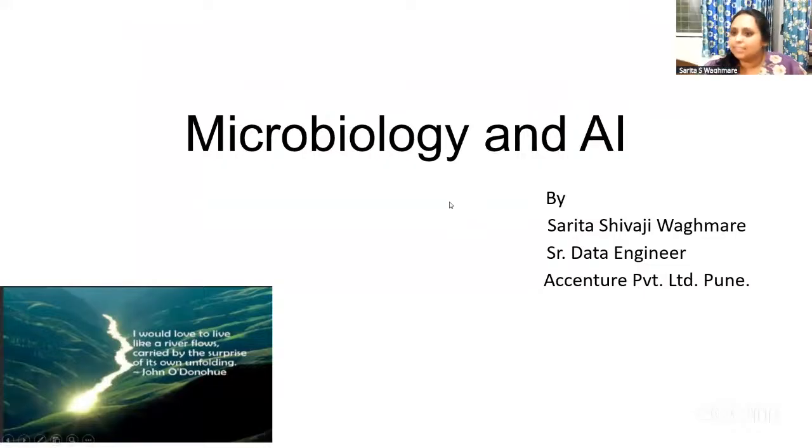So my name is Sarita Shivaji Wagmare. I am working in Accenture as a data engineer, where my specialization is in the governance sector of data. Currently, we are using artificial intelligence for the governance. This is only due to my personal interest. I am learning about DNA as a storage medium for my own interest, and I am going through microbiology terms. So I will continue with my lecture now.